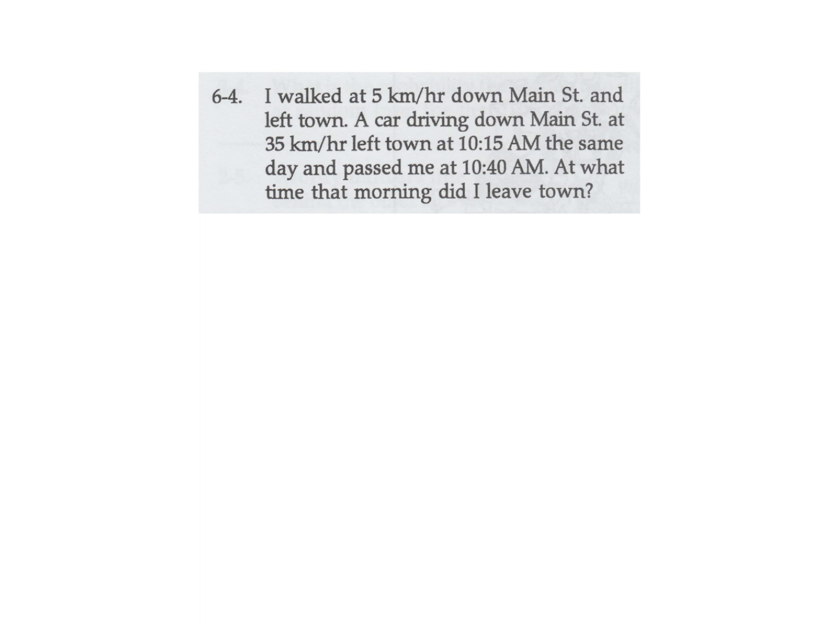I walked at 5 kilometers per hour down Main Street and left town. A car driving down Main Street at 35 kilometers per hour left town at 10:15 a.m. the same day and passed me at 10:40 a.m. At what time that morning did I leave town? So throughout this question, of course, we're going to use that standard formula that speed is equal to distance over time.